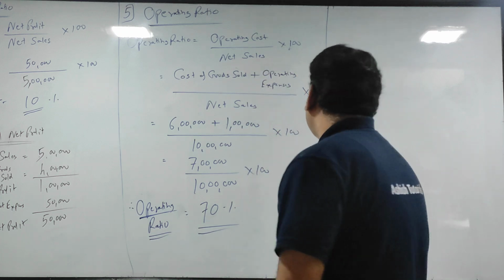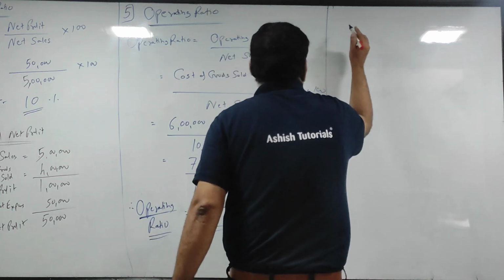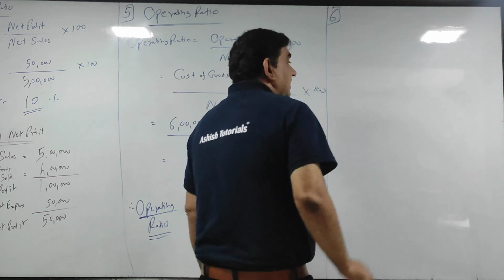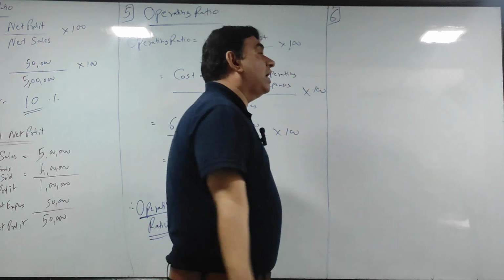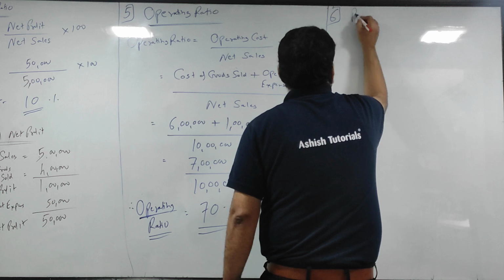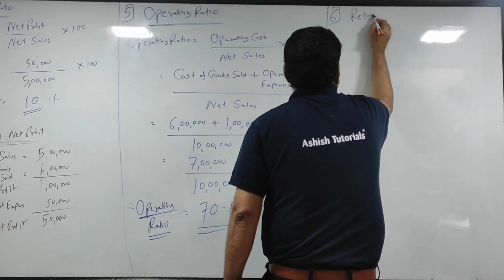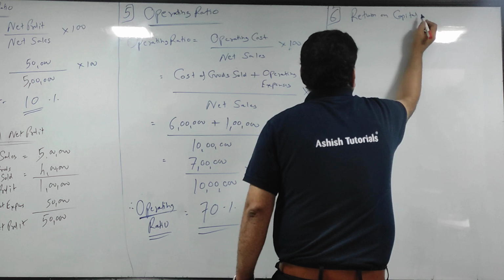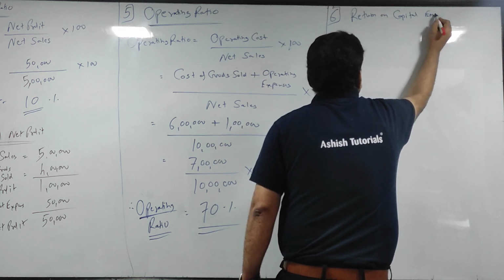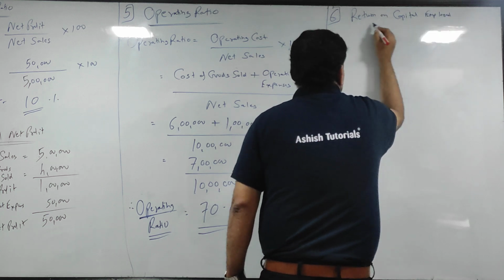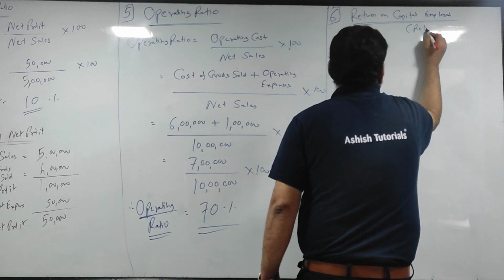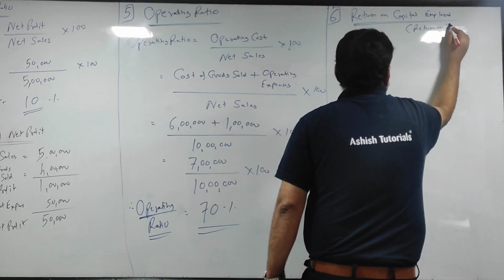Got it, guys? Now we take the last ratio, number 6, which is the only combined ratio you have in your syllabus, and that is return on capital employed, which we also call it as return on investment.